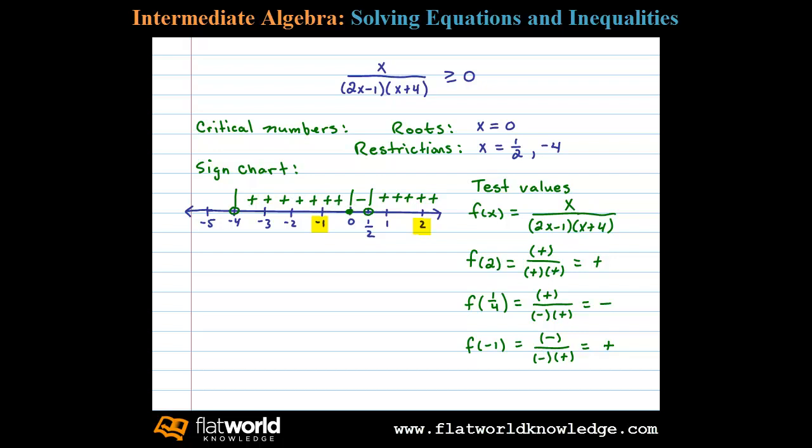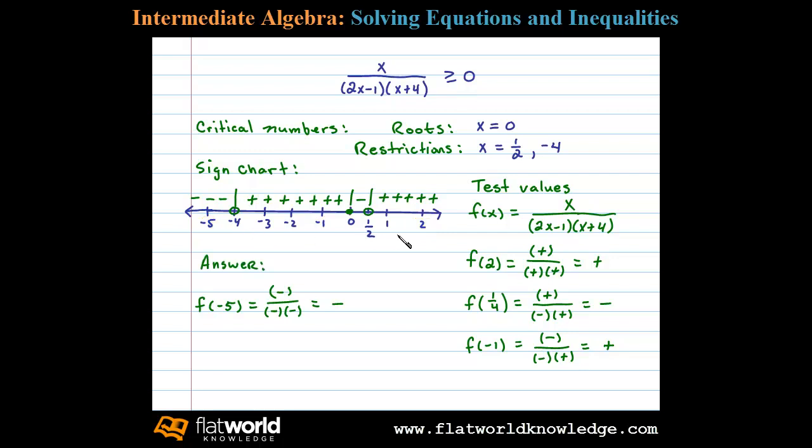And then finally, this last interval, let's go ahead and test negative 5. So f of negative 5 will be equal to a negative factor in the numerator divided by two negative factors in the denominator. So a negative factor divided by a positive factor, the result will be negative. And so this is our sign chart. We'll use this to answer the question. When is this rational expression greater than or equal to zero? Or in other words, when is this positive?